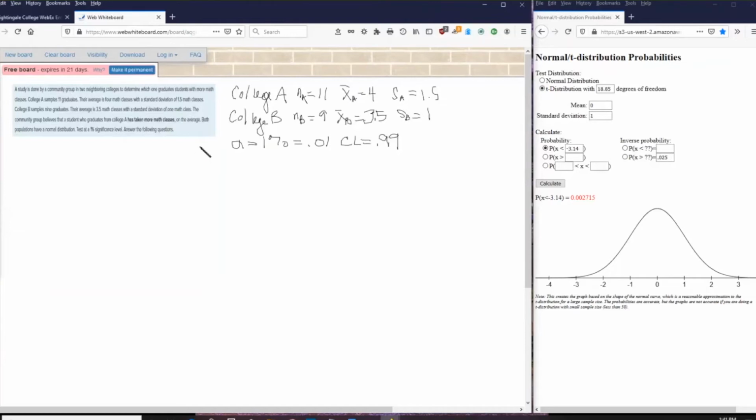This is a test of 2 independent groups with 2 population means, and the population standard deviation is unknown. Now, if you notice, our sample size of nA plus nB is going to be 11 plus 9, which equals 20. And that is less than 30. So anytime your sample size is less than 30, that tells us we're going to use a t-distribution with degrees of freedom in order to approximate the normal distribution.